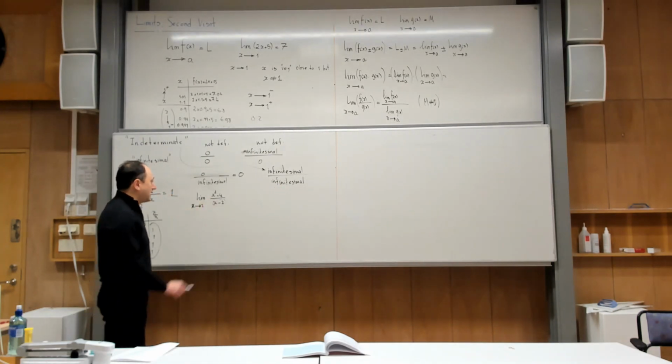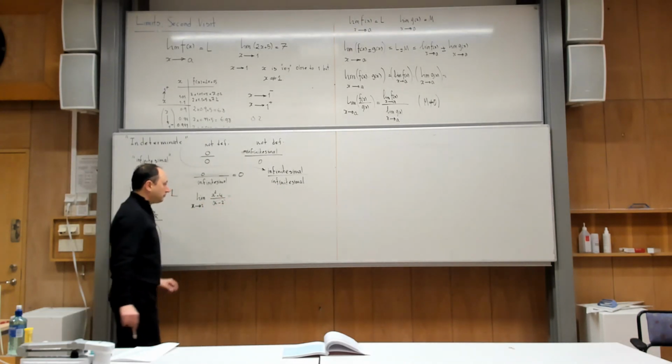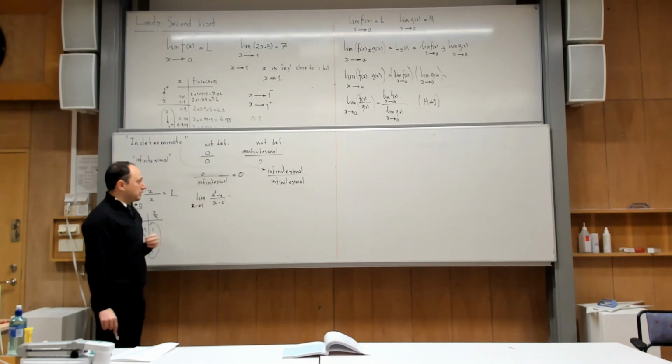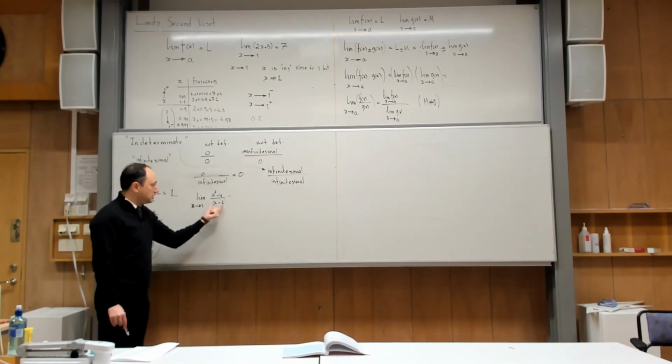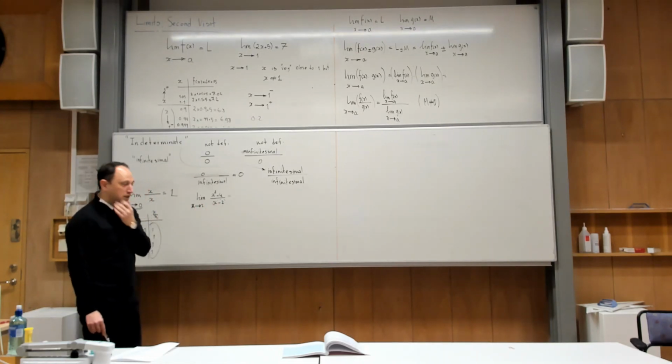But now let me calculate this limit. Can I put 2 right away here? Can I calculate the limit of the numerator divided by the limit of the denominator? No, because the limit of the denominator is 0. So what can I do?